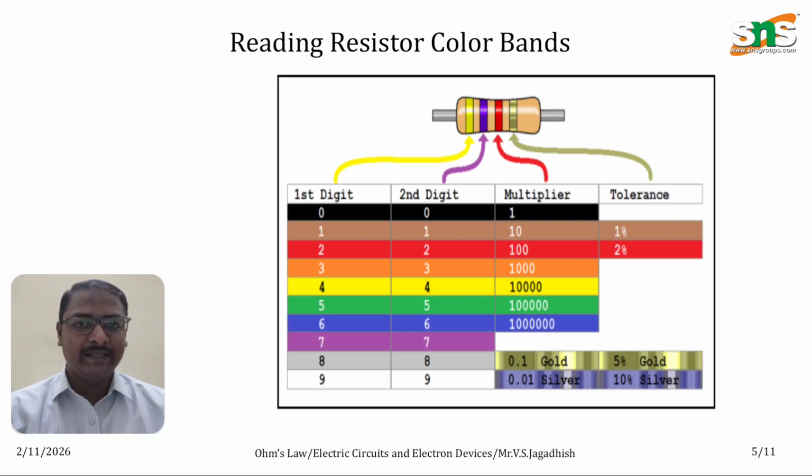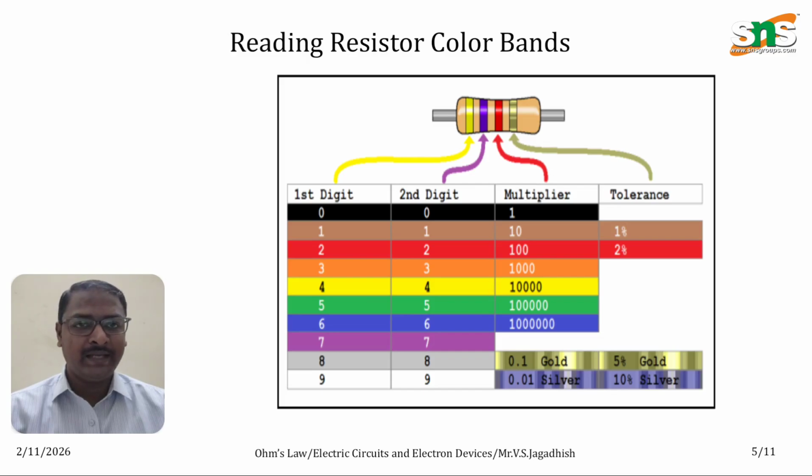So first we can have the color black for 0. If the line is 0, we have to take that particular color as the value 0. So here we have 4 colors in the resistor. The first one is yellow, the second color is violet, third color is red. So it goes like this.